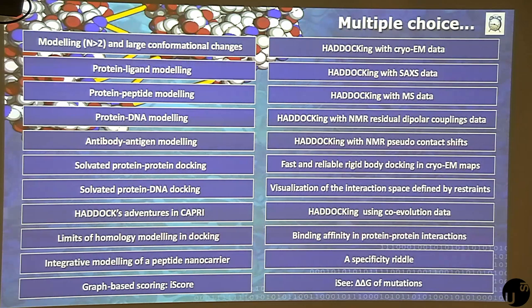Okay, so what would you choose? Who calls first? Anyone? Well, maybe you are fed up with me and we stop and we go for lunch. That's also okay. Yes? Protein DNA. Another suggestion? Yes? Peptide. Anyone else interested in something else? Yes? Antibody-antigen. So, three topics. Binding affinity, four topics. I think we should stop here.